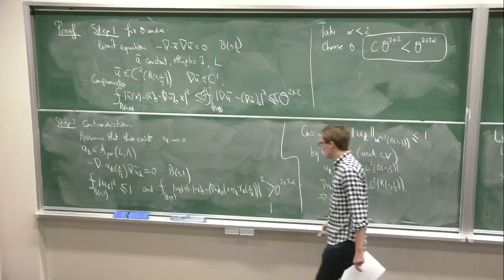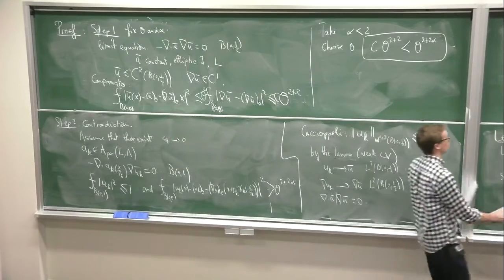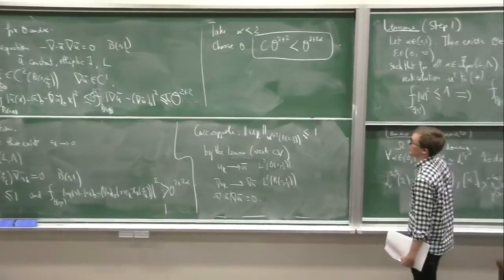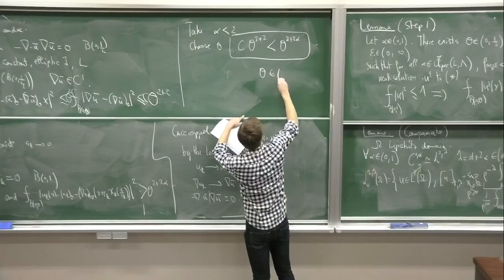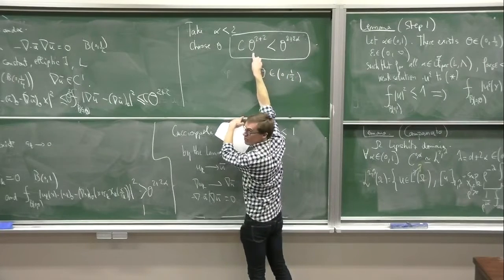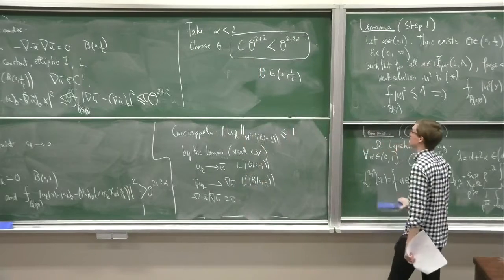So if you take alpha less than 2 and choose theta, I forgot to say, theta is between 0 and 1/2. So you take theta very small, so that this left-hand side is smaller than the right-hand side.